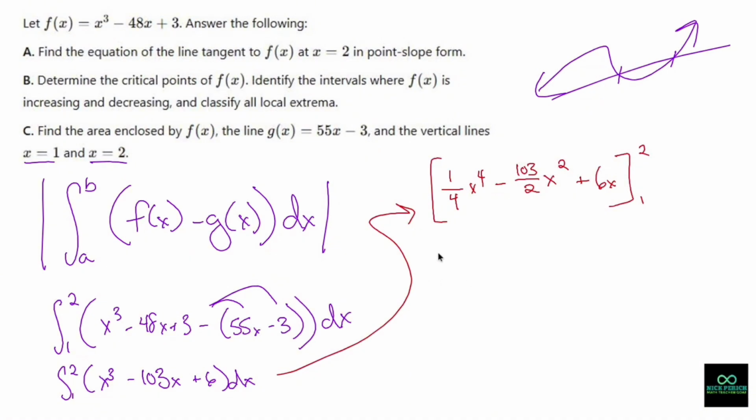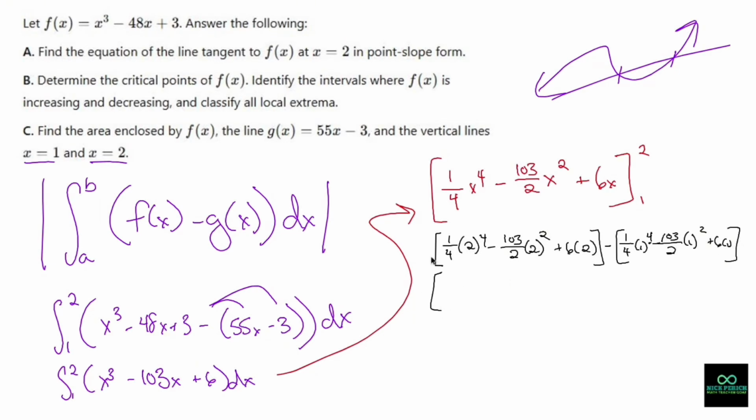So we're going to have gross math here that we're going to have to deal with. It's unfortunate, but it is what it is. Okay, so I have, let me make sure I have enough space. 1/4 times 2 to the fourth, minus 1/3 over 2 times 2 squared, plus 6 times 2, minus 1/4 times 1 to the fourth minus 1/3 over 2 times 1 squared plus 6 times 1.